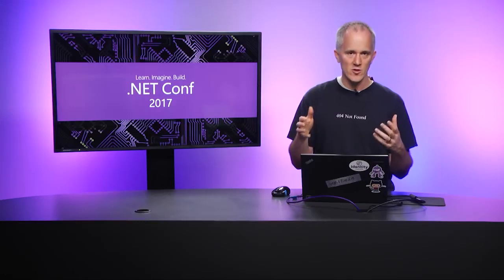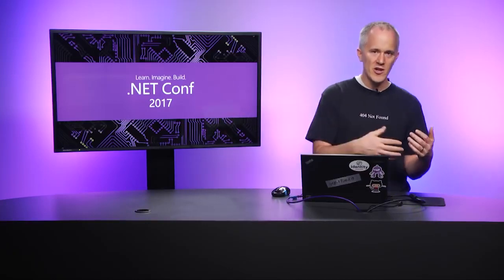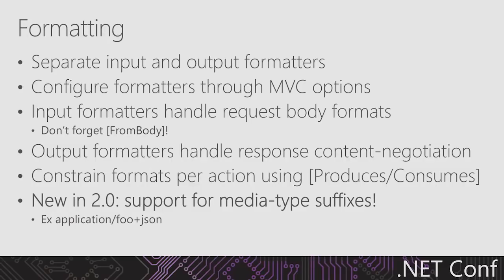Now, you can constrain which formats are actually supported by specific action methods using attributes, using the produces and consumes attributes. Produces is used to control what formats can be returned, and consumes is used to constrain what formats can be received. Now, new in 2.0, we have a new feature for APIs, is that we now support media type suffixes. So if you have a media type of the form, application/foo plus JSON, that will now get handled correctly by the system. It will be handled, for example, by the JSON formatter out of the box.